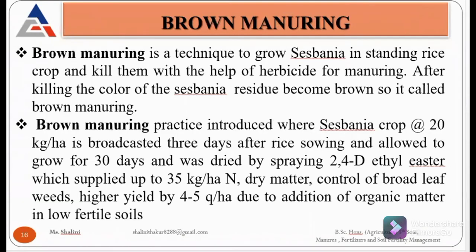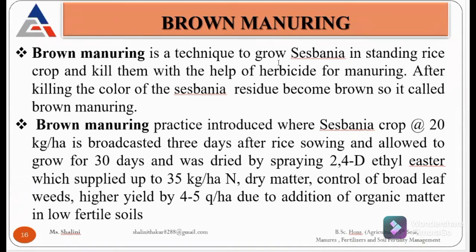Then one term is there, that is brown manuring. One thing I want to tell you is that this question also comes in MSc, JRF and NET exams: what is brown manuring? It is the technique in which we grow Sesbania, means dhancha, in a standing rice crop and kill it with the help of herbicide for manuring.